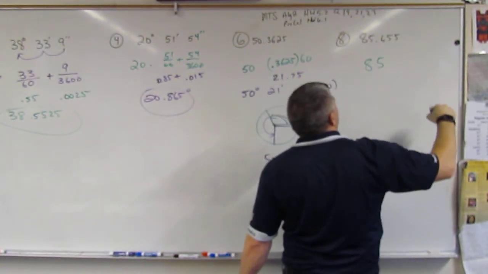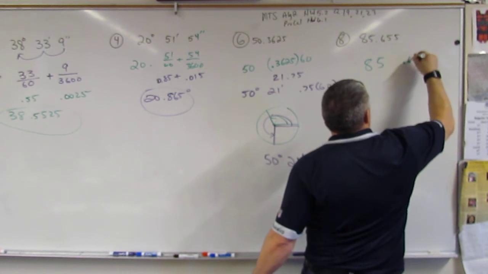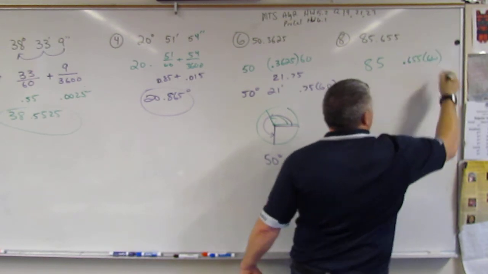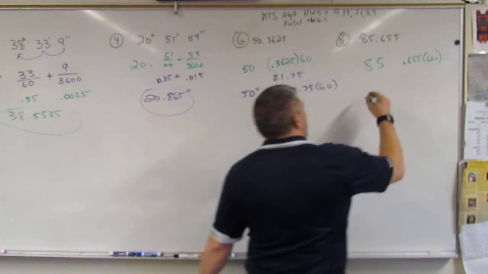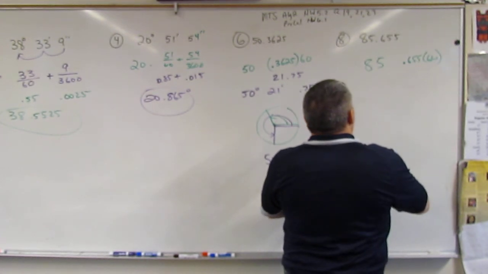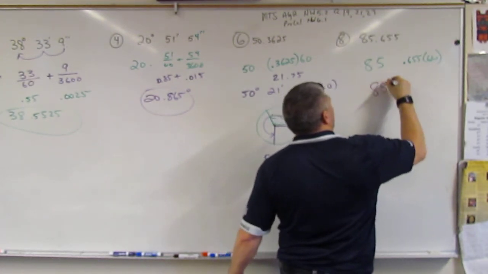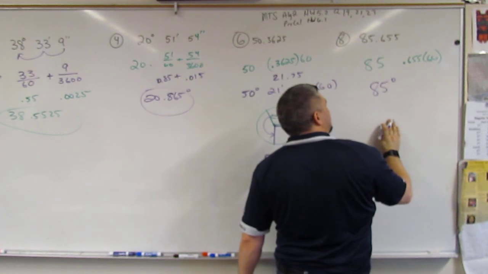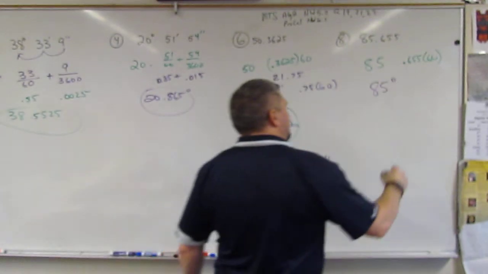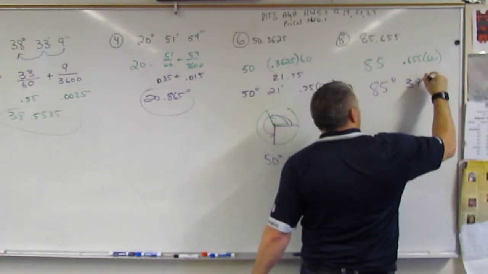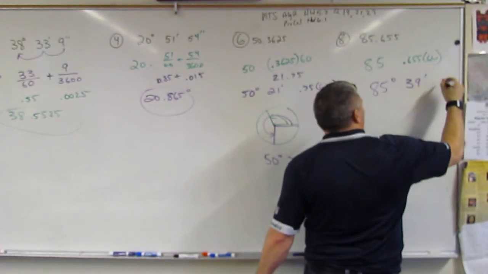Divide by 60. Times 60. 0.655 times 60. So what does it give me? 0.655 times 60 gives me 39.3. So that means I have 85 degrees and 39 minutes and 0.3 seconds, right?